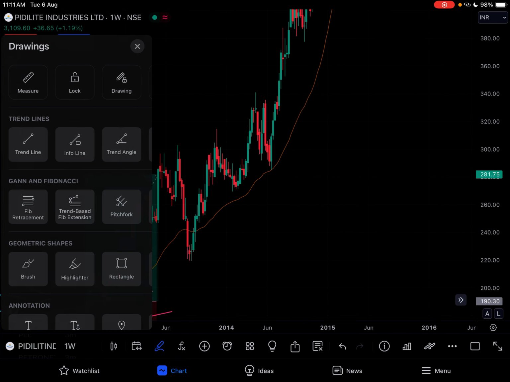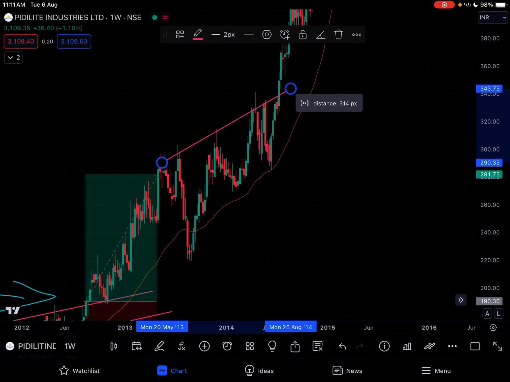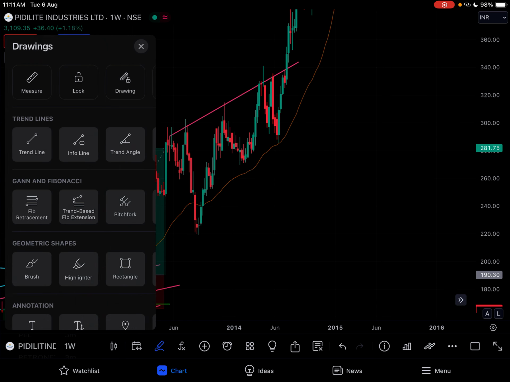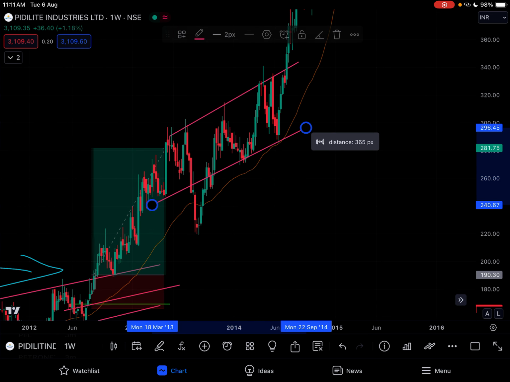Okay, at a higher level again a pattern is forming. If you draw like this, a pattern is forming here. So if you want, you can try that also.